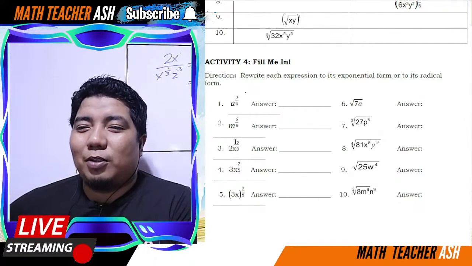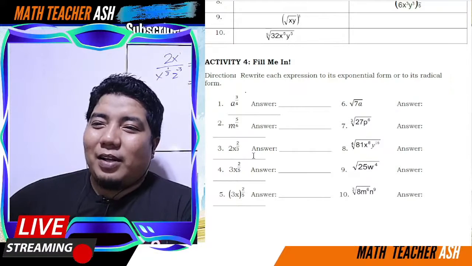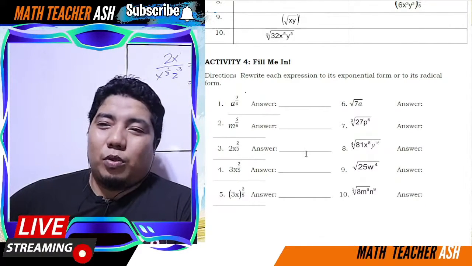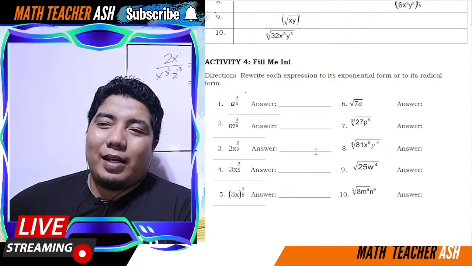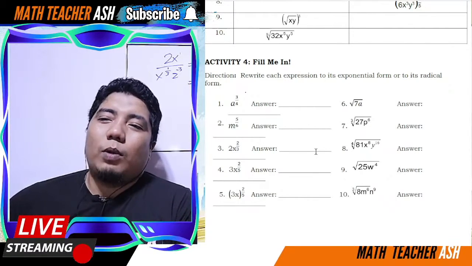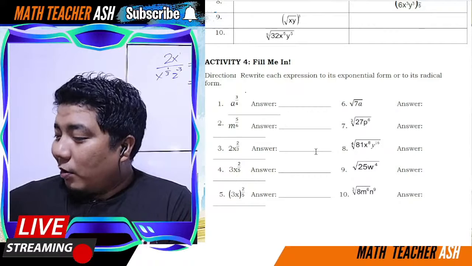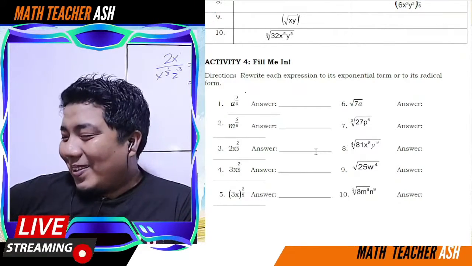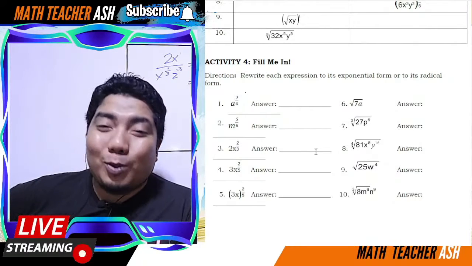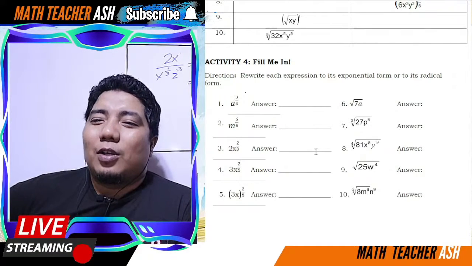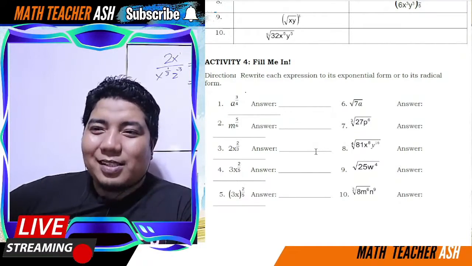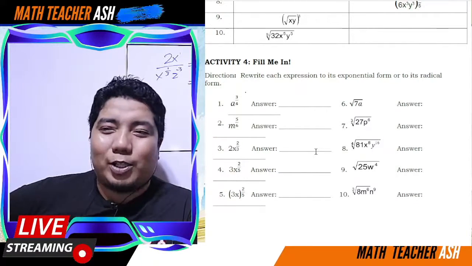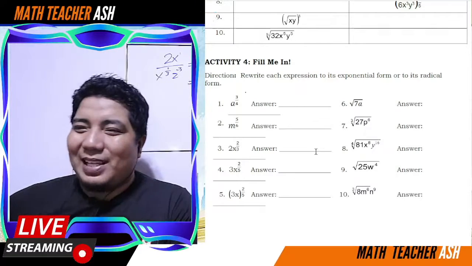Ito naman, number 3. Hindi ko sasagutin ang number 2. So, madali lang. Ito naman, 2x to the power of 2/3. Si x lang ang may 2/3. So, therefore, pag gagawin mo siyang radical expression, that will become 2 cube root of x to the power of 2. Or 2 cube root of x squared. Yan. Napakadali, my dear math learners.